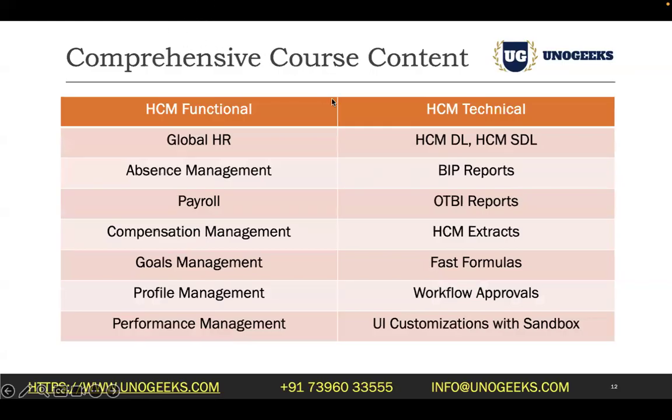And what exactly do we cover as part of the course, guys? Here, it's going to be roughly a 60 to 70 hour course. We would be doing a 1.5 hour session per day, Monday to Friday. We would cover 7 functional modules of HCM: global HR, absence management, payroll, and compensation management. And we do cover 3 modules of talent management, which are goals, profile, and performance.